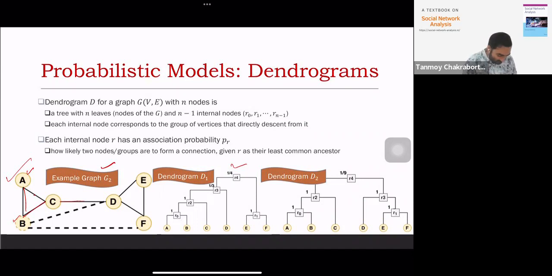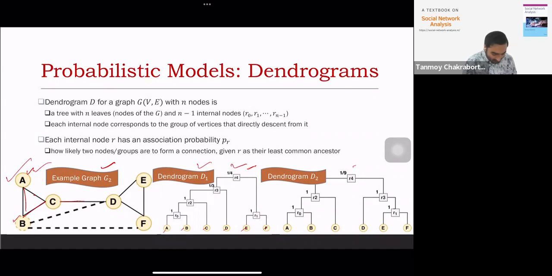Now let's look at one dendrogram. Okay, let's look at this dendrogram 1, D1. So you see that in the dendrogram, all the leaf nodes, so this is a tree, all the leaf nodes are basically nodes in the original graph. There are 6 nodes, A, B, C, D, E, F. You see A, B, C, D, E, F, right? Now with 6 nodes, there are exponential number of possibilities of creating dendrograms, right?